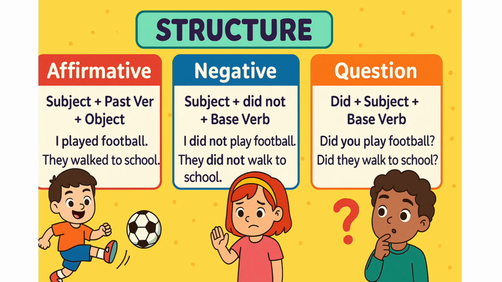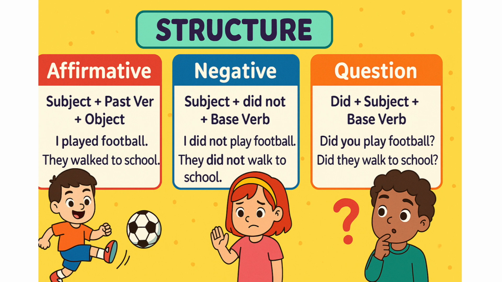Now let's look at the structure of the simple past tense. For affirmative sentences, the order is subject plus past verb plus object. Example, I played football. I is the subject, played is the past verb and football is object. For negative sentences, we use subject, then did not and then the base verb. Example, I did not play football.